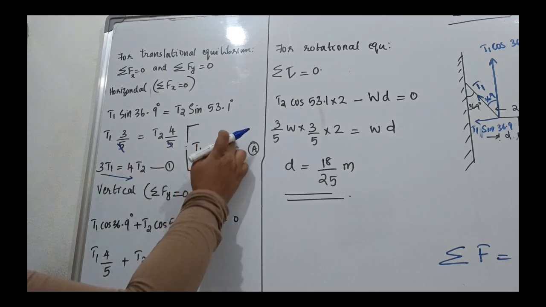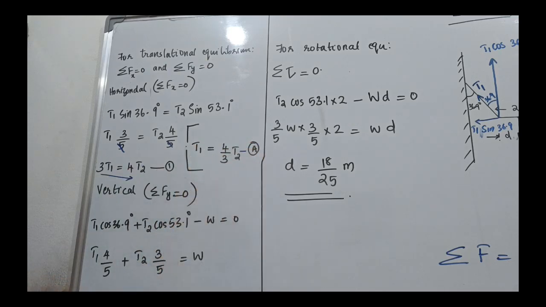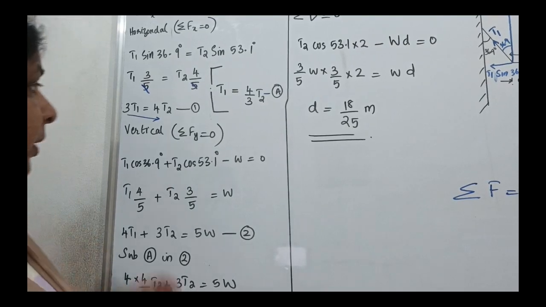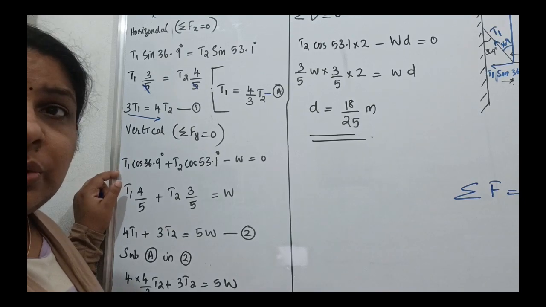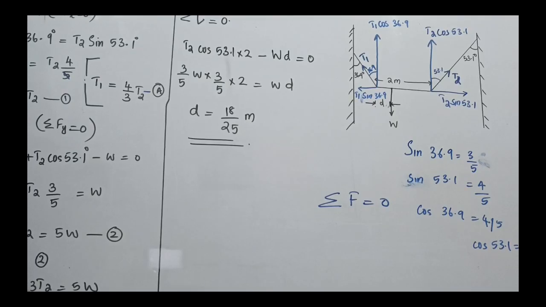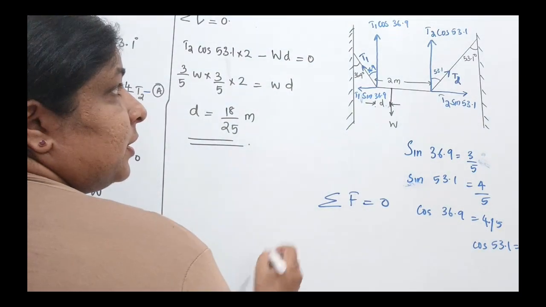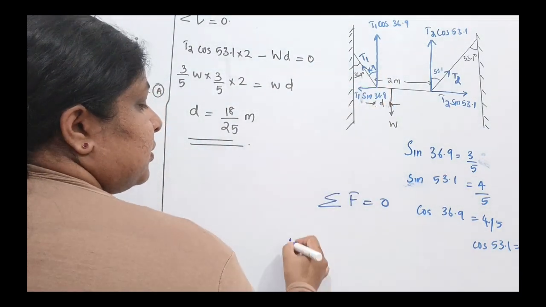So T1 is equal to 4 by 3 T2. That is equation A. Okay. Now next we will consider all the vertical forces to be 0. Looking at the diagram, the sum of all vertical forces. Here the vertical forces are the upward forces.